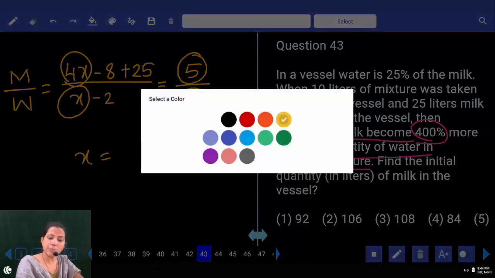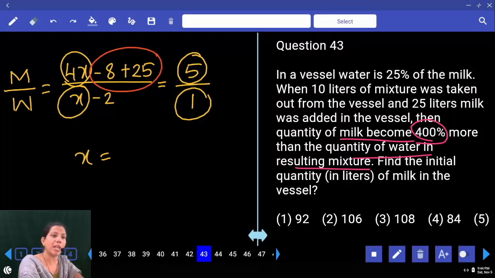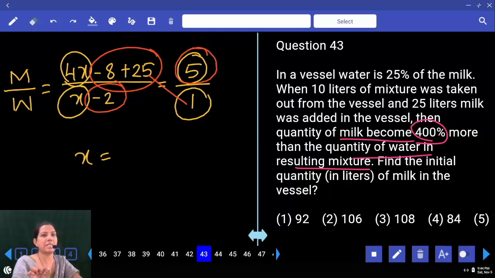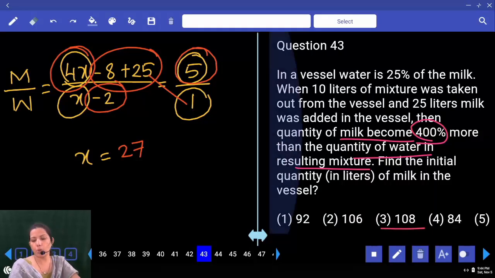Next, what is the plus 25 and minus 8 value? Plus 25 minus 8. Plus 17 into 1, only plus 17. And it is minus 2 into plus 5, value minus 10. Plus 17 and minus 10 difference value? Plus 27. So x is equal to 27. What is the question? Find the initial quantity of milk in the vessel. Milk initially 4x, then 4 into 27, double and double. 54, 108. Third option.